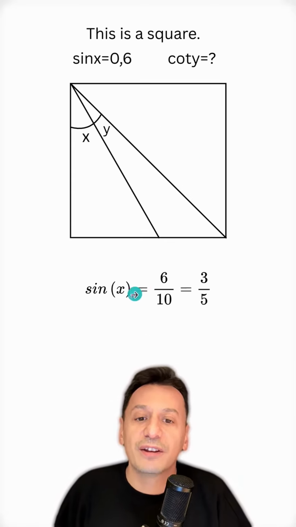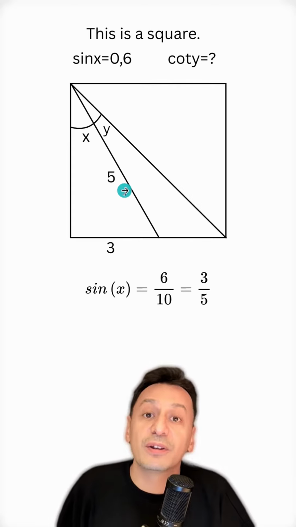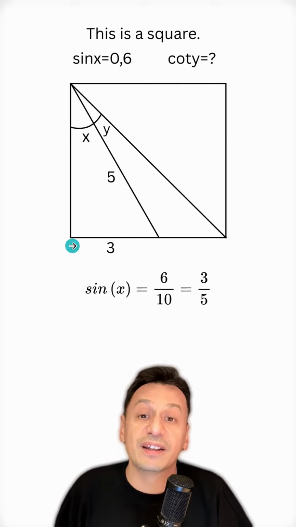First, let's write the sine of x. 6 divided by 10. Let's simplify it. 3/5. Sine means the ratio of the side opposite angle x to the hypotenuse. Since no specific values are given in the question, we can use these freely. So I write 3 for the side opposite x and 5 for the hypotenuse. Now, I use the 3-4-5 triangle, and thus I conclude that the other leg here is 4.